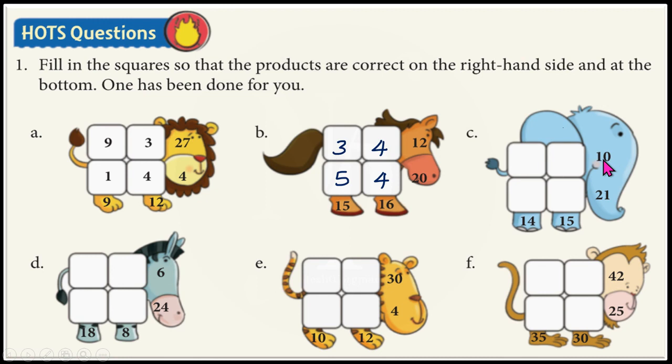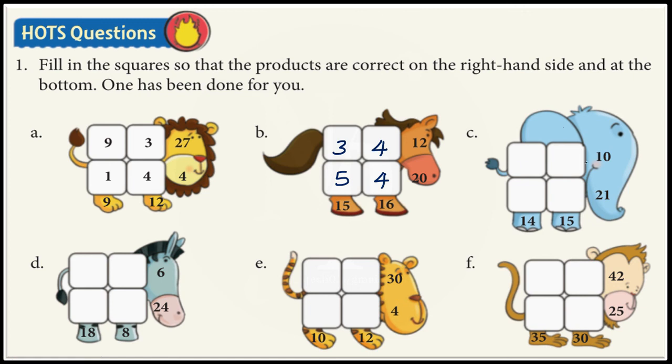So we should get a 10 when we multiply the digits horizontally on the right-hand side here, and again when we multiply these two digits horizontally, we should get 21 as product. And when we multiply vertically these two digits, we should get 14, and for these two we should get 15. We should choose such numbers and fill these blank spaces.